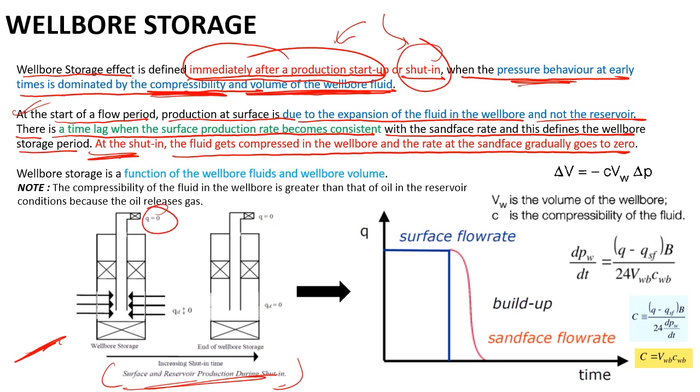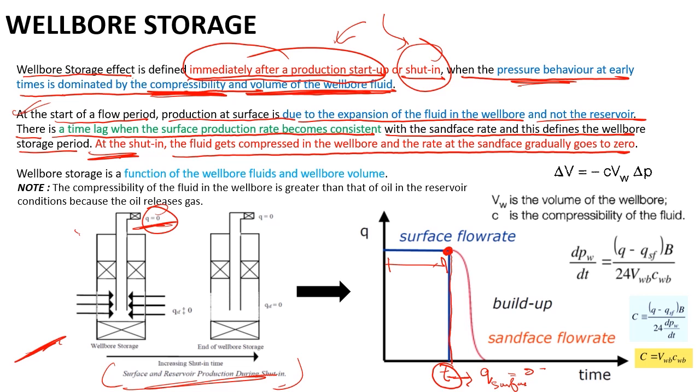In this diagram you can see that I have gone for shut-in. Initially, as I mentioned, I would have flowed the well at some constant rate. Now at this particular time t, I have shut the well. So you can see my surface flow rate has gone to 0. My surface flow rate Q at the surface is 0.